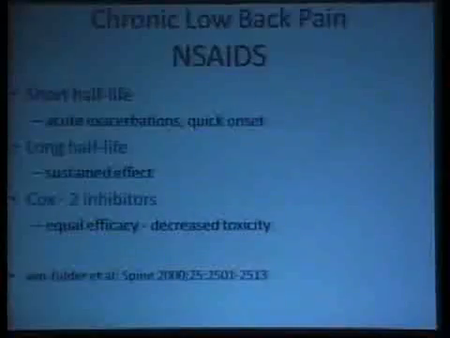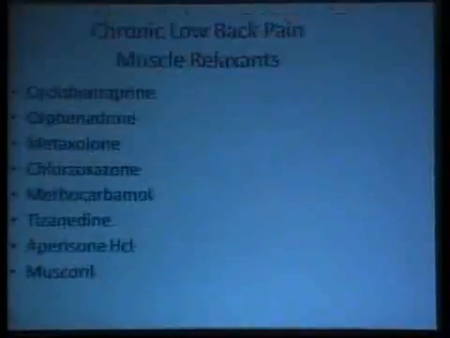When you are using NSAIDs, acute exacerbations can be treated with NSAIDs with shorter half-life. Those with longer half-life can be used to have a sustained effect. COX-2 inhibitors, they are less toxic, especially on the GI tract, but the efficacy is almost the same.